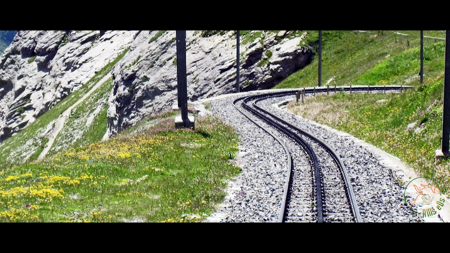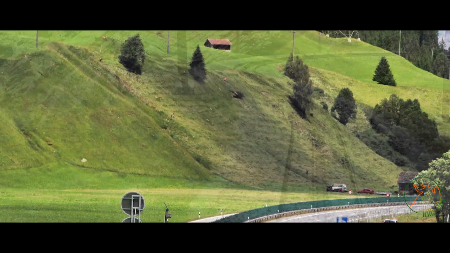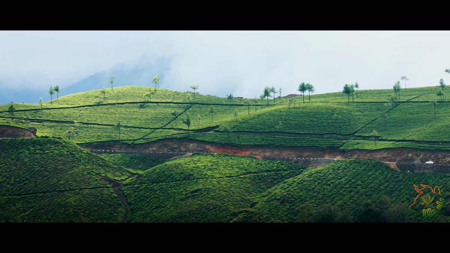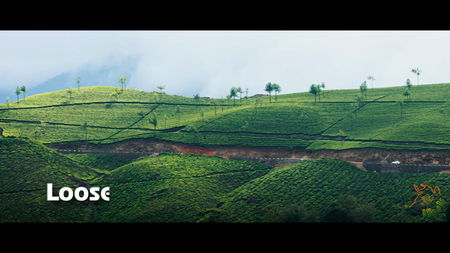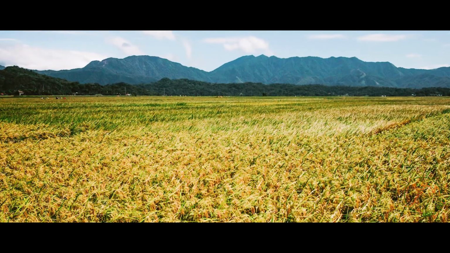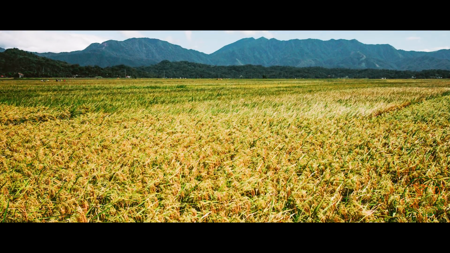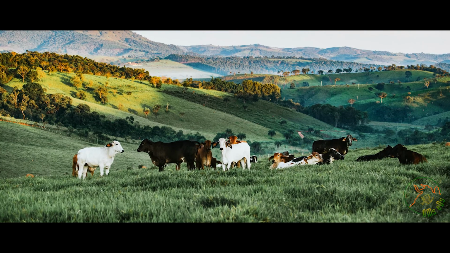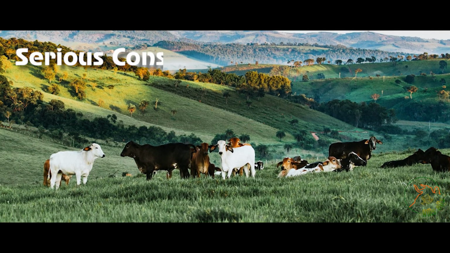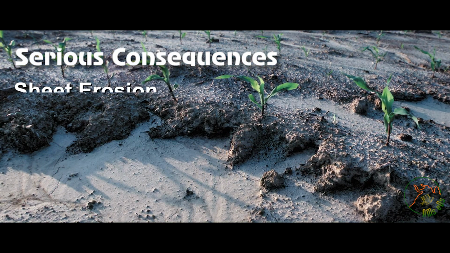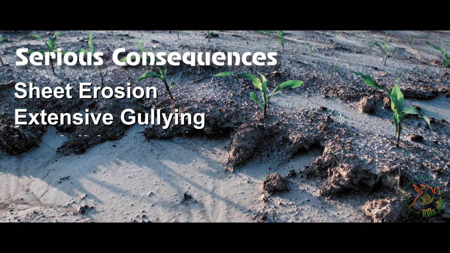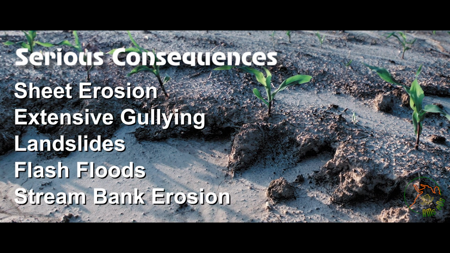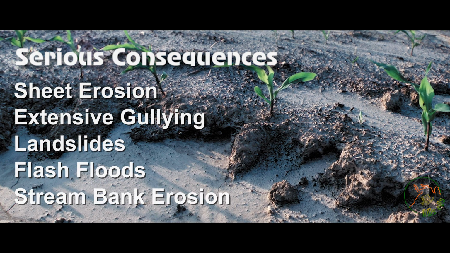Deforestation for road and rail construction, hydroelectric projects, townships, bridges, and for coffee and tea plantations has led to the loosening of soil. Improper methods of farming, poor management of agricultural land and forest, and even overgrazing have led to very serious consequences like sheet erosion, extensive gullying, landslides, flash floods, and even stream bank erosion during the heavy monsoon rains.